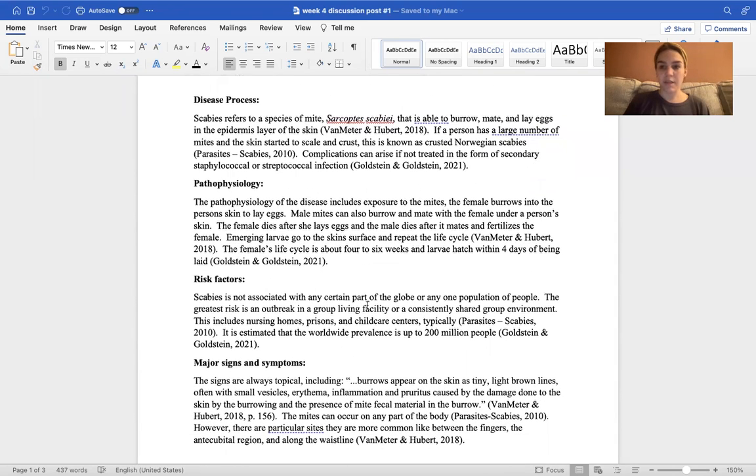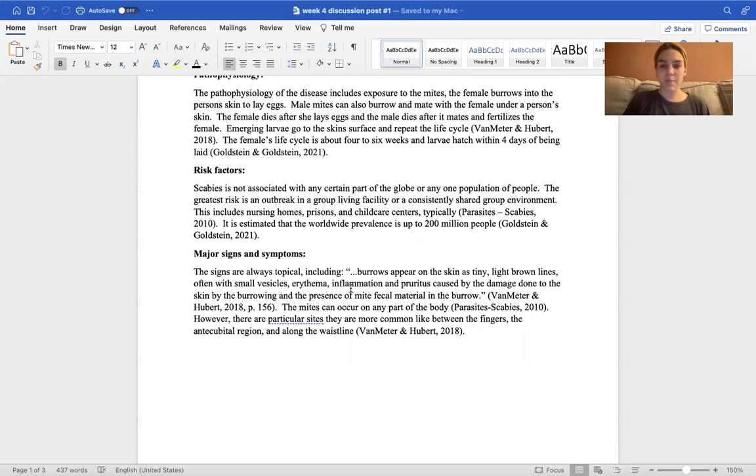The pathophysiology mostly reflects the life cycle of the mite itself. The female burrows into the person's skin and lays eggs, and then the male mites can also burrow, and they mate with the female under the person's skin. The female dies after she lays the eggs, and her life cycle is about 4 to 6 weeks. The male dies after they fertilize the female. Then the larvae emerge and go to the skin surface and repeat the cycle over again. Like I mentioned, the female's life cycle, and the larvae hatch within 4 days of being laid.